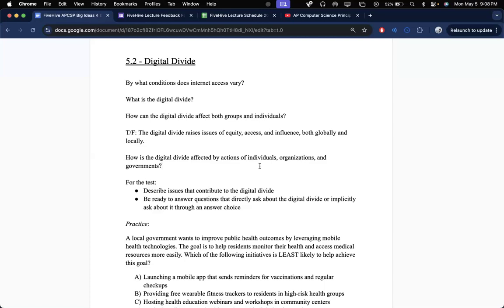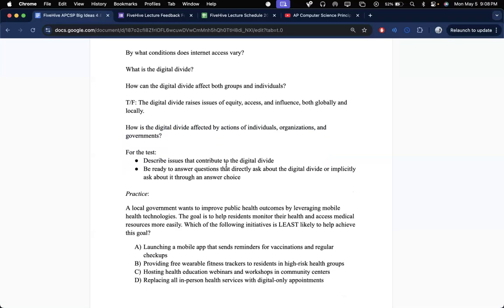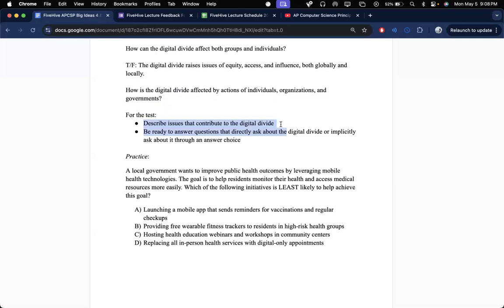But if a country doesn't invest in internet, that could be a government one. If your job, for example, is expecting you to have internet access, that is going to contribute to this digital divide as well. So we want to be able to describe the issues that contribute and be ready to answer questions that directly ask about the digital divide or implicitly ask about it through a specific answer choice.